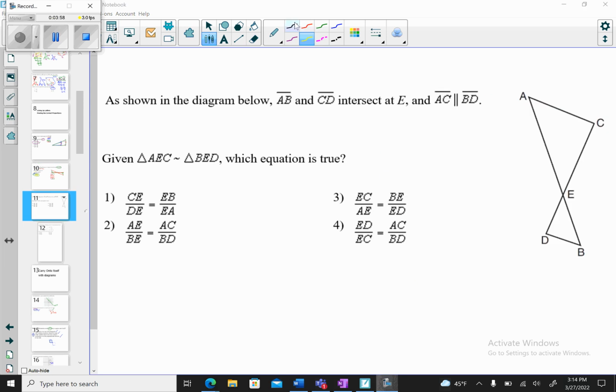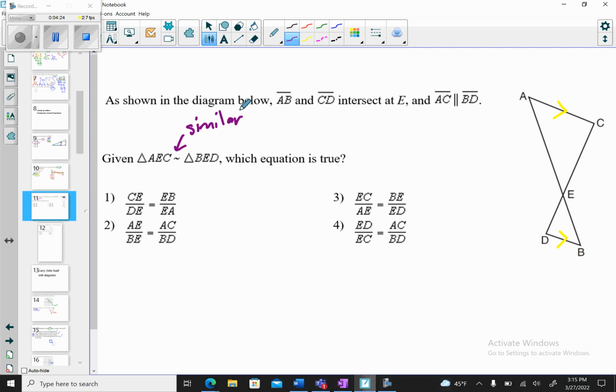Let's look at this next diagram. As shown in the diagram below, line AB and line CD intersect at E, and line AC is parallel to line BD. I'll mark that in my diagram. Given triangle AEC is similar, remember this means similar, to triangle BED, which equation is true?